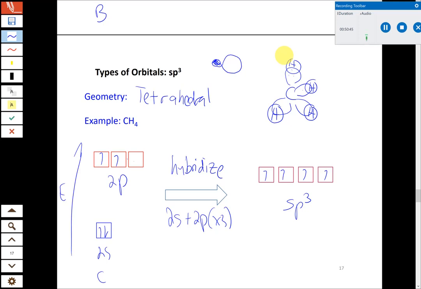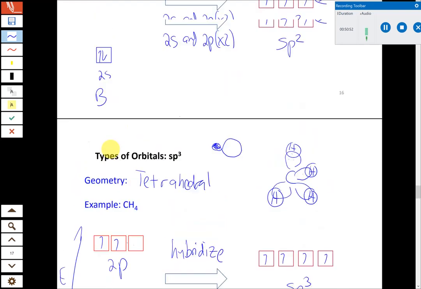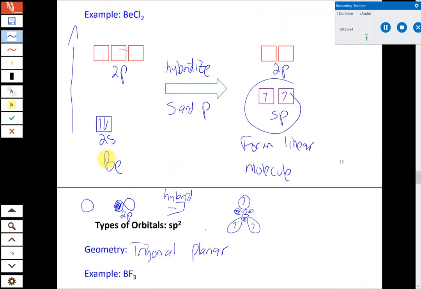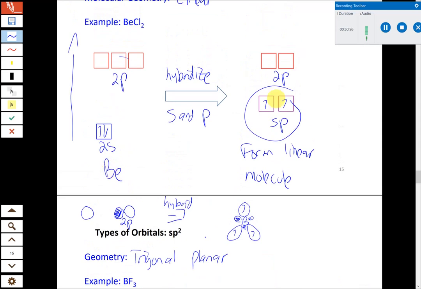Yep. So how many boxes does SP have? Like, you know how you do SP2, SP3, like how many? So SP has 2 identical SP orbitals plus 2 unhybridized 2p orbitals that we didn't use to make the SP orbitals. So it's still a total of 4 boxes, but you're going to have 2 that are hybridized, 2 that are unhybridized.